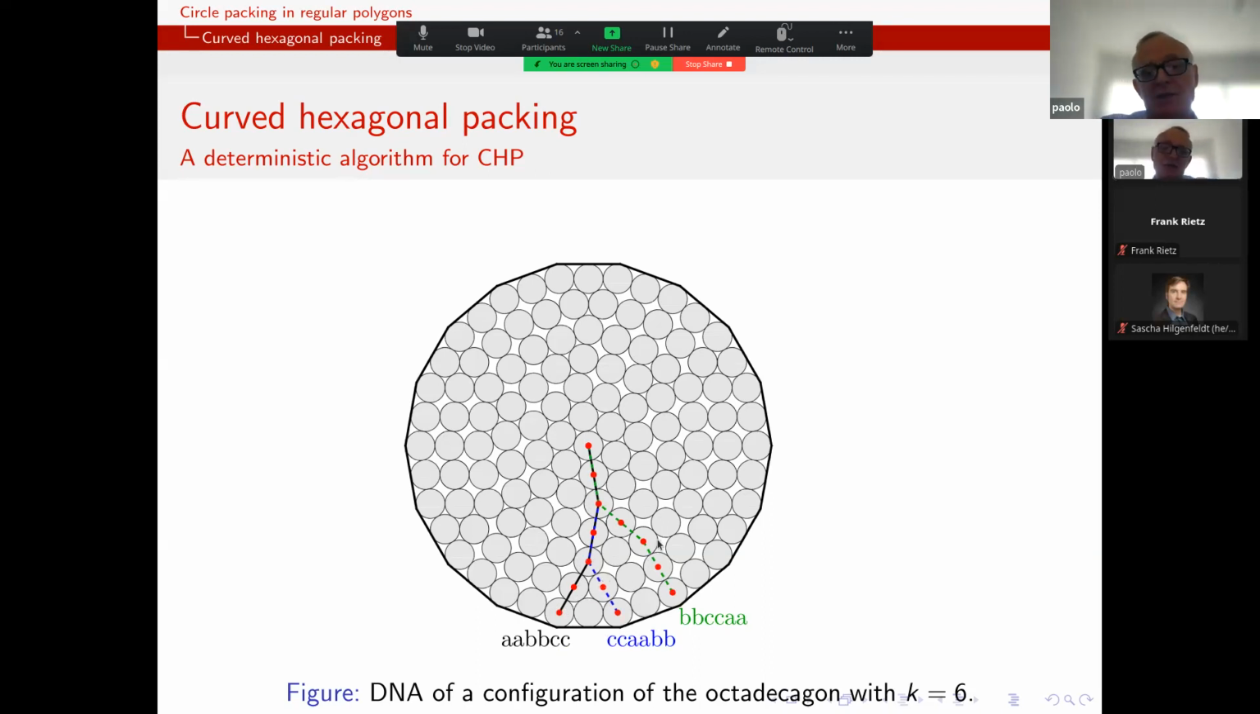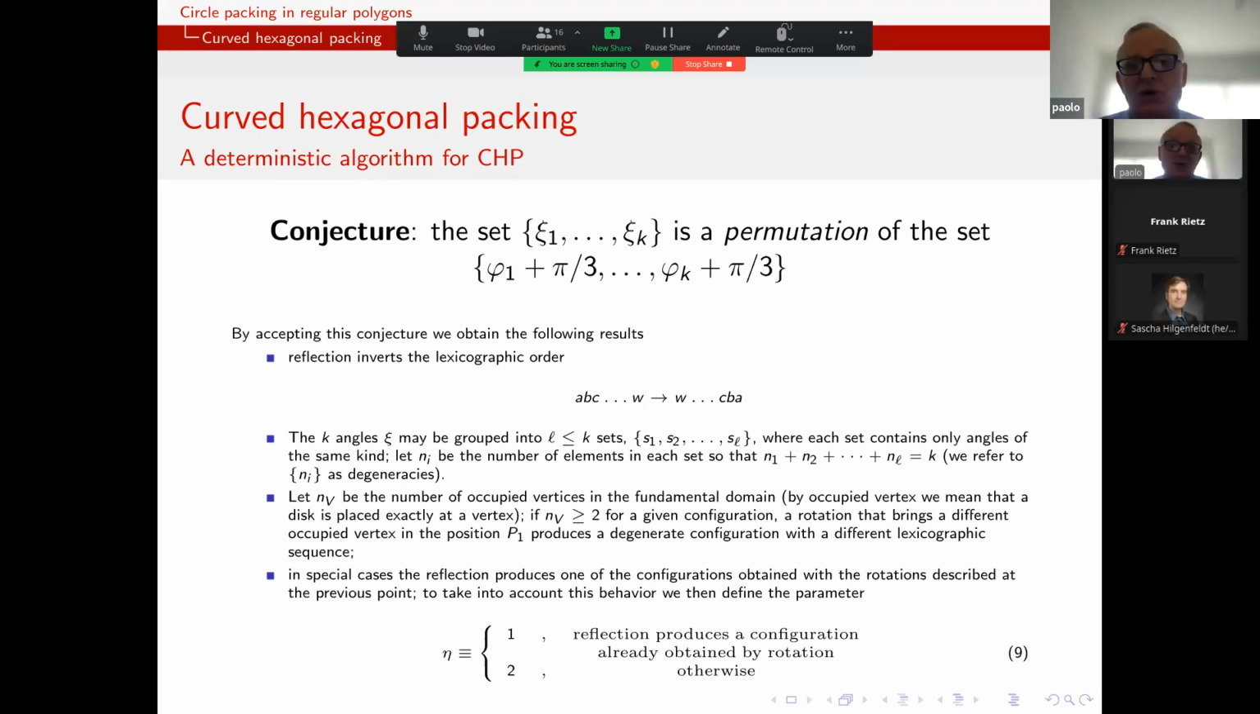Essentially, we call this DNA, because this AABBCC is a unique sequence that you can use to characterize your packing in the domain. The other ones are equivalent. Once you have equivalent configurations, you always take as a reference the one with the lowest lexicographic order. So essentially, to build all the configurations, we made a conjecture based on observation. And this conjecture actually worked.